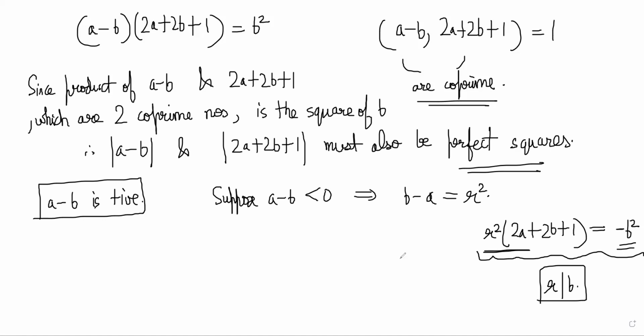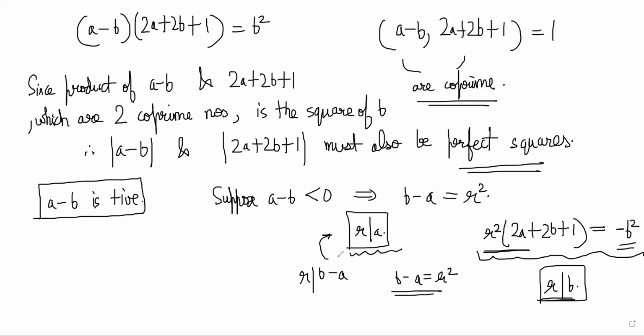And if R divides B, and we already know that B minus A is R square, so R clearly divides B minus A also. So from there it follows that R must divide A. We have R divides B, R divides B minus A. Therefore, R must divide A, right? So we have the two things, R divides A and R divides B. So we can say A can be written as A1 times R, B can be written as B1 times R.